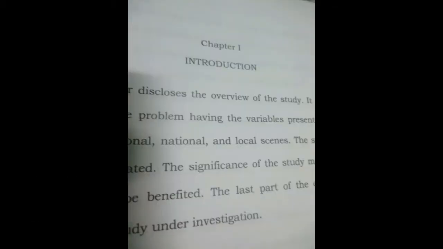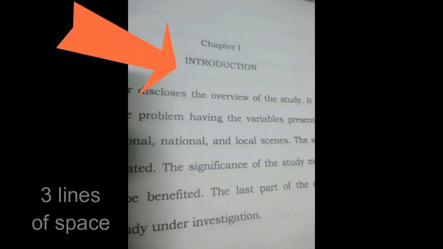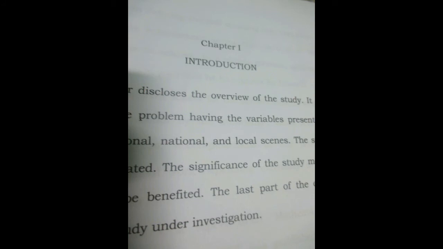Also, the chapter headings and subheads are consistent and there is a minimum of 3 lines of space between the chapter heading and the start of the first paragraph. The pages preceding the main body use Roman numerals for page numbers and the standard Arabic numbers are used to number the main body of the research paper.